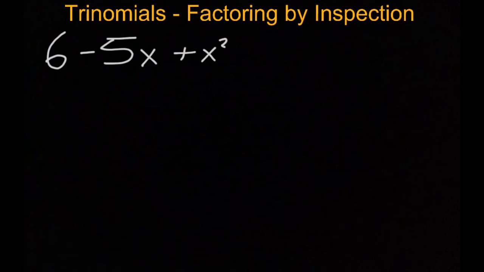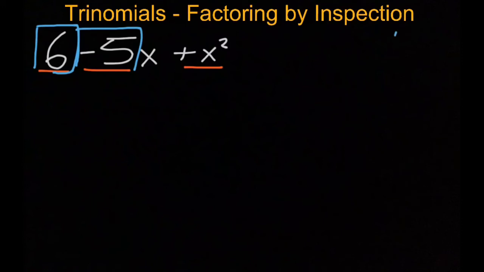Here's another question. Let's say we're given 6 minus 5x plus x squared. This one's a bit more tricky because it looks reversed. So our a value would be here, our b value is here, and our c value is here. So knowing that, what two numbers can add up to negative 5 but multiply to positive 6?